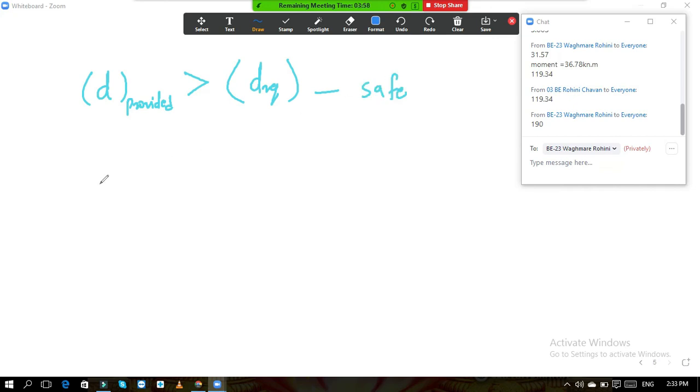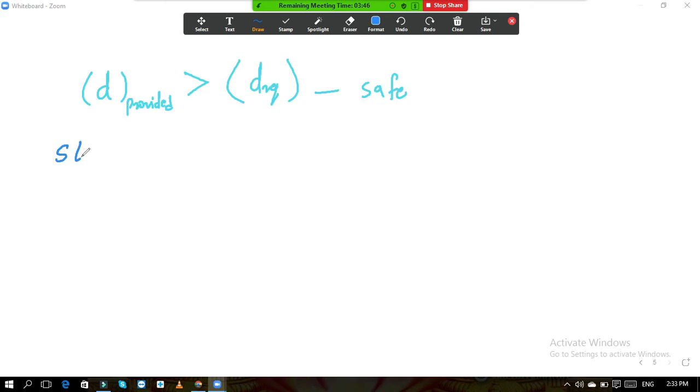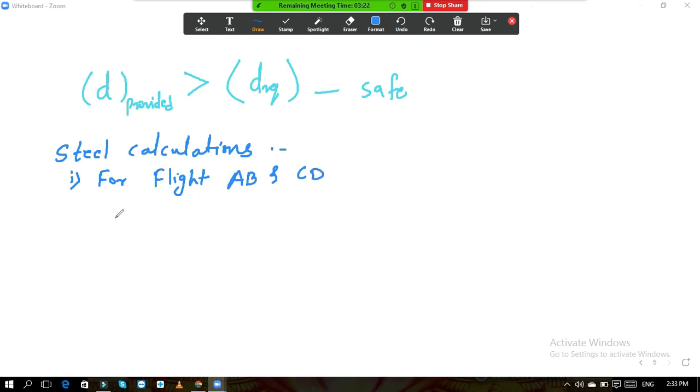So now this is the check for depth. Now after the check for depth is satisfied, then go for the steel calculation. So here I will use the heading steel calculations. So in that steel calculations, first for flight AB and CD.